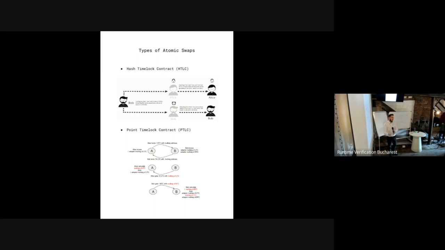And Bob, because he knows the pre-image, is going to use it to unlock Alice's funds. Alice is going to see it and she's going to use the same pre-image to unlock Bob's funds, and so they're going to exchange. And here we trust the protocol consensus that it is not going to revert the blocks or something.